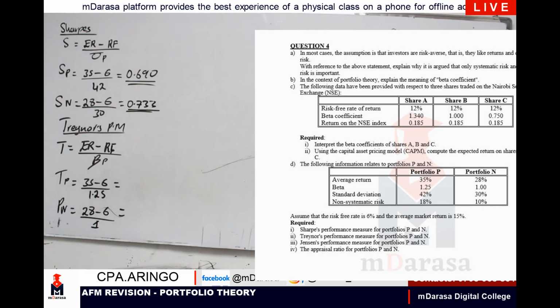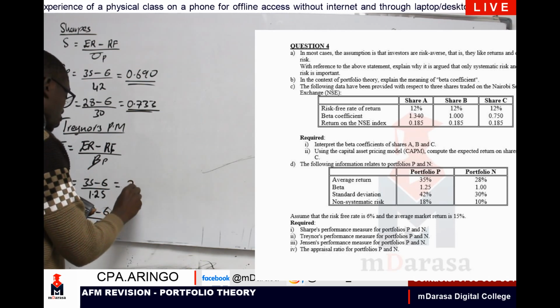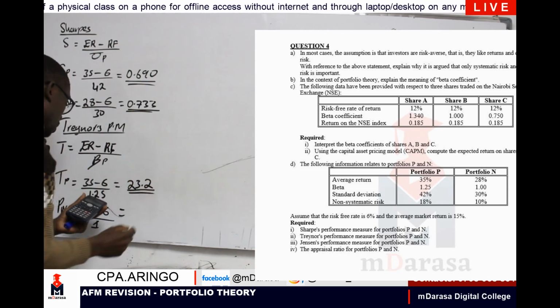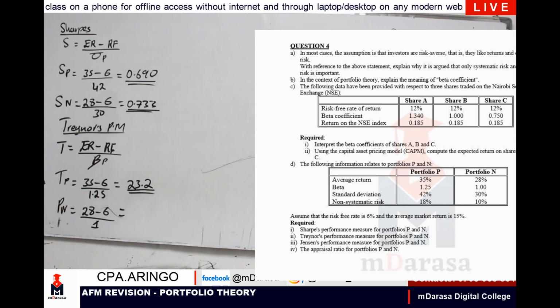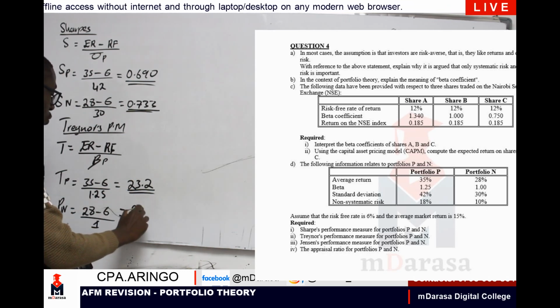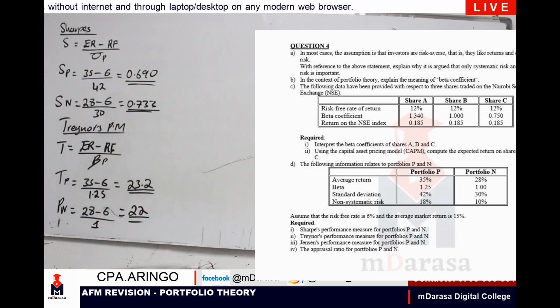In this case, I'll be talking of 35 minus 6, divided by 1.25, to give us 23.2. The other one I should be having 28 minus 6, divided by 1, should give us 22. Kindly guys, you can confirm with Mwalimu if at all we are getting the same values. And whenever you're having a question, of course, you can always raise it.